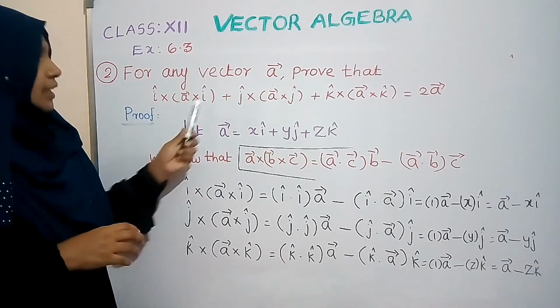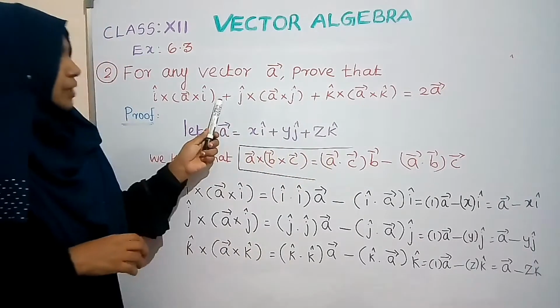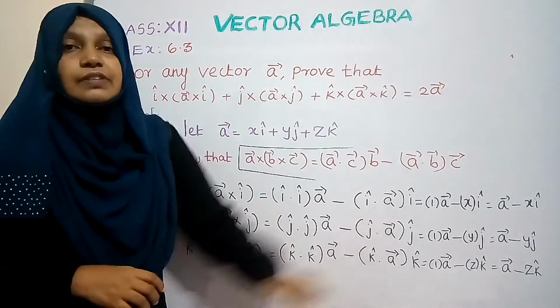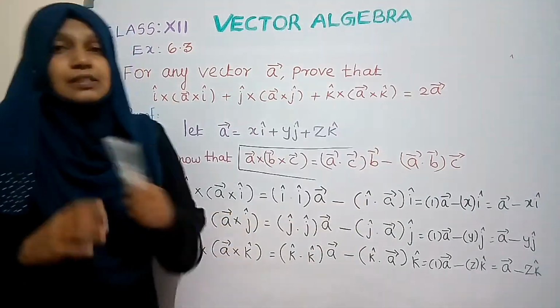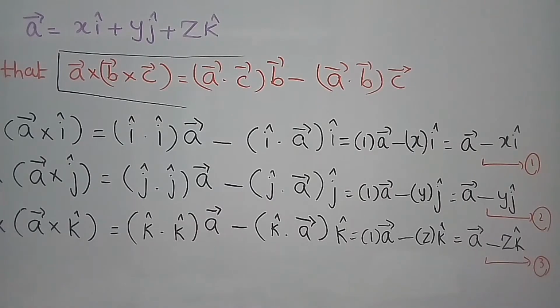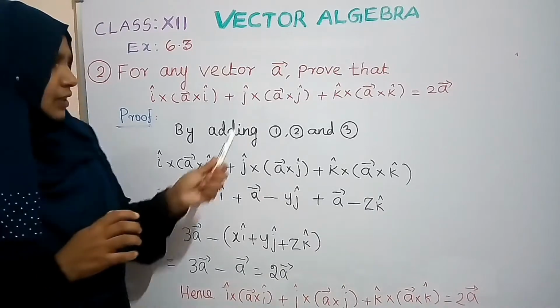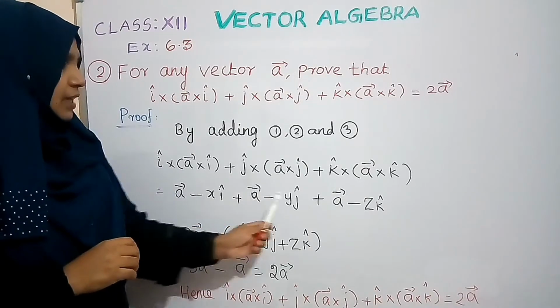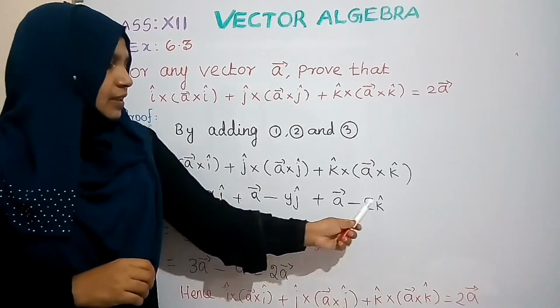So after calculating the values of these three terms, we should add those three terms, because in question C we are adding these three terms. Then only we should get the value of the right side, which is 2a vector. So let's add these three terms. Now mark these three terms as 1, 2 and 3. After that we can add them. So after adding 1, 2 and 3, we get A vector minus xi cap plus A vector minus yj cap plus A vector minus zk cap.